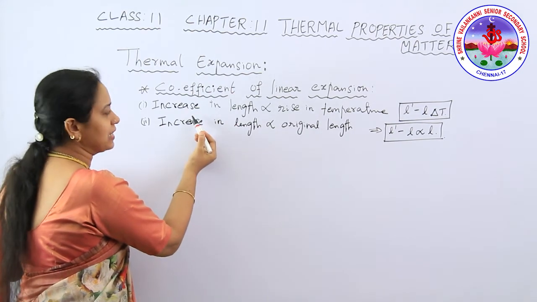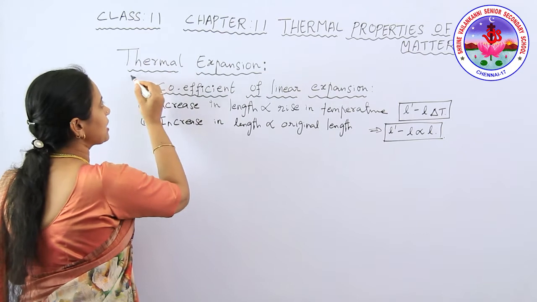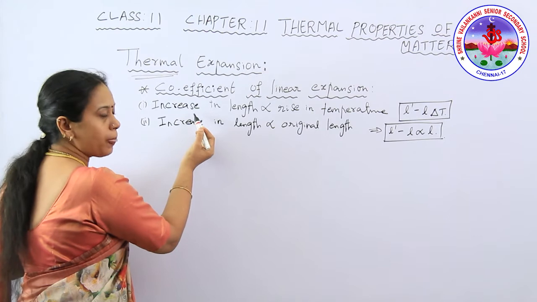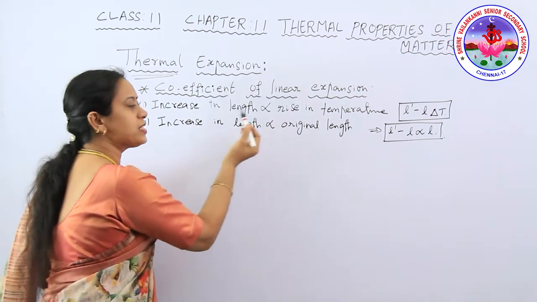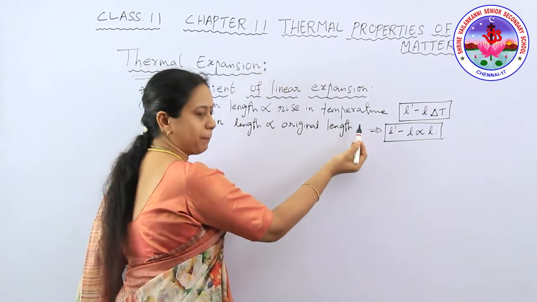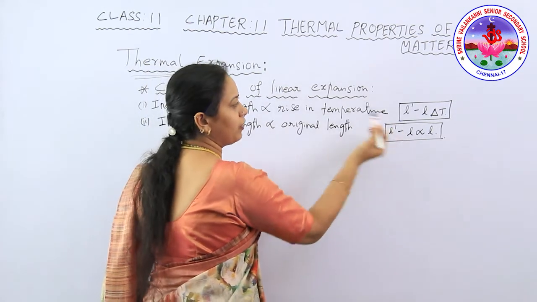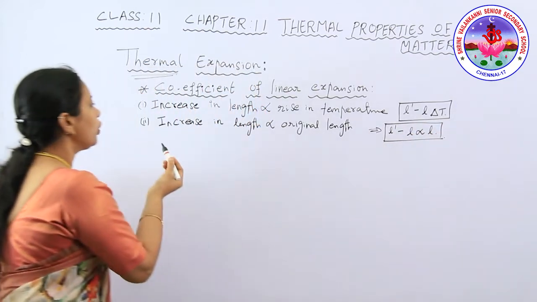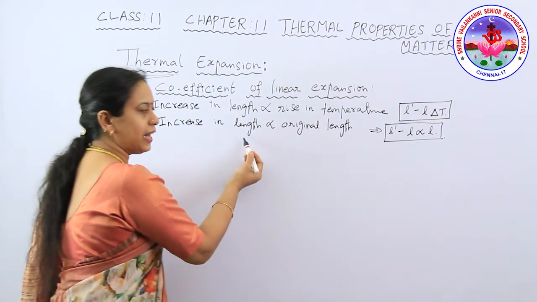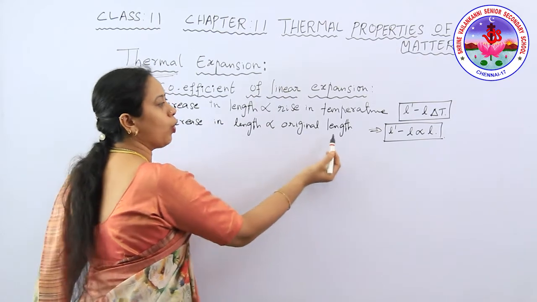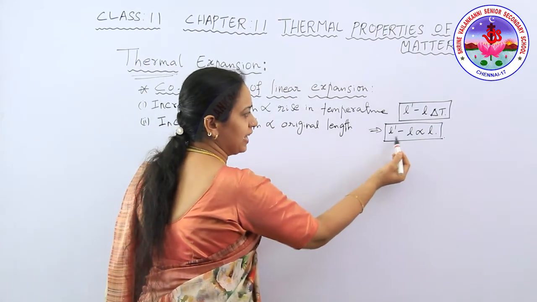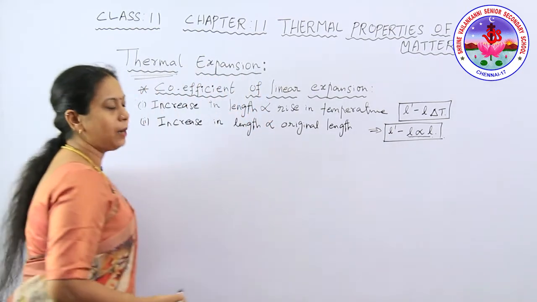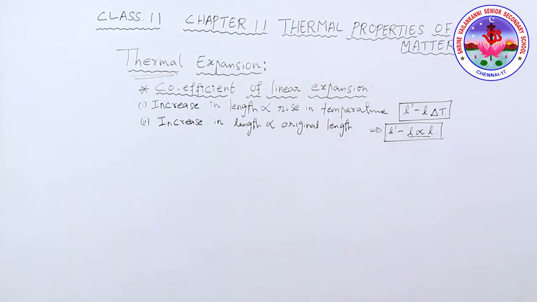The length is getting increased because of thermal expansion, since we are heating it. The increase in length is directly proportional to the rise in temperature, so L dash minus L is proportional to del T. You must also know that the increase in length is directly proportional to the original length, so L dash minus L is proportional to L.